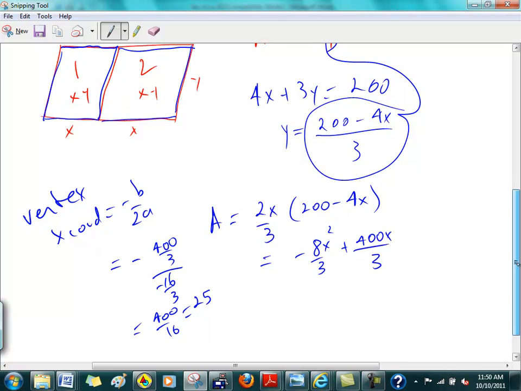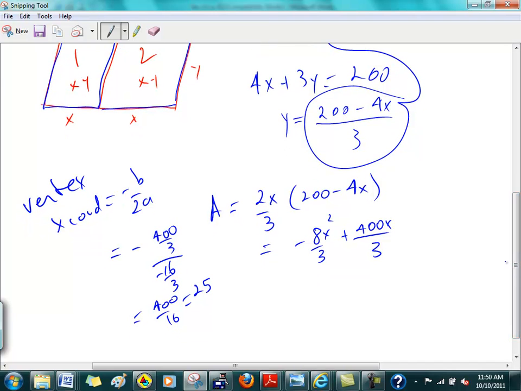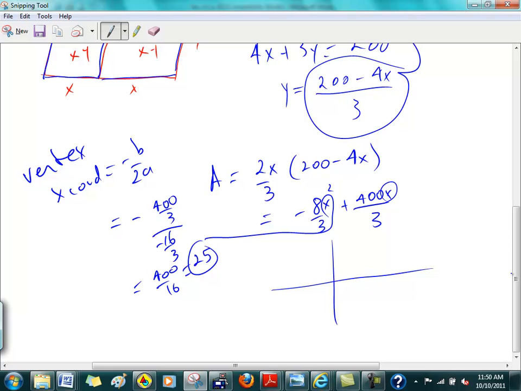You guys know how to find the y coordinate of it? How? Yeah, take this and you plug it in here and graph this. Now is this guy going to be opening up or opening down? Why? Good job. The leading coefficient is negative. So I want you to graph this on your graphing calculator now. We're going to play lazy here and graph it on the graphing calculator.